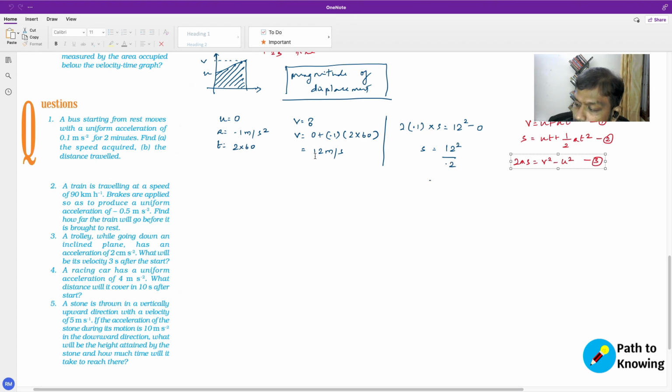Which is equal to, 12 square is going to be 144. It's going to be 1440 divided by 2, which is going to be equal to 720, right? 720 meters. So this is your distance covered. So the speed acquired is 12 meters per second, and the distance is going to be 720 meters.